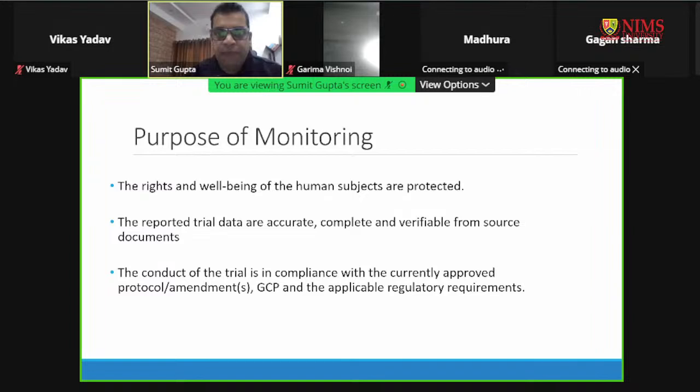And it is to make sure that the conduct of the trial is in compliance with the currently approved protocol or other documents approved by the regulatory authority and ethics committee. So these are the primary purposes of monitoring.